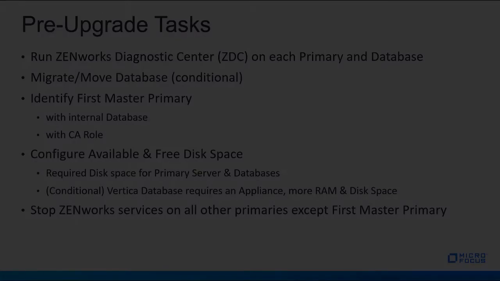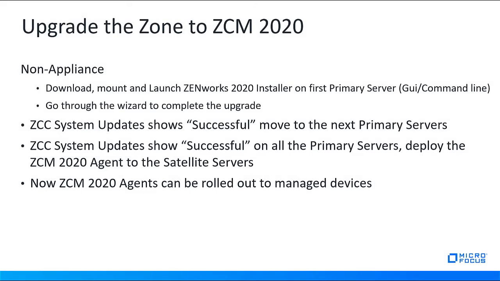Upgrade the zone to ZCM 2020. On the non-appliances, download and mount after checking checksum. Launch the ZenWorks 2020 installer on the first primary server, and you can do this either GUI or command line. Go through the wizard to complete the upgrade. ZCC system updates need to show successful before you move to the next primary server.